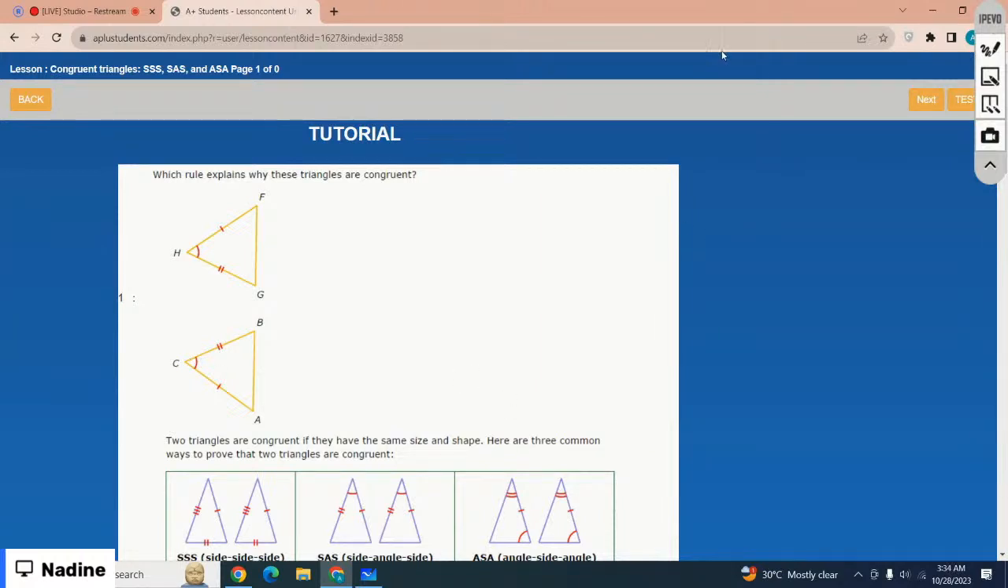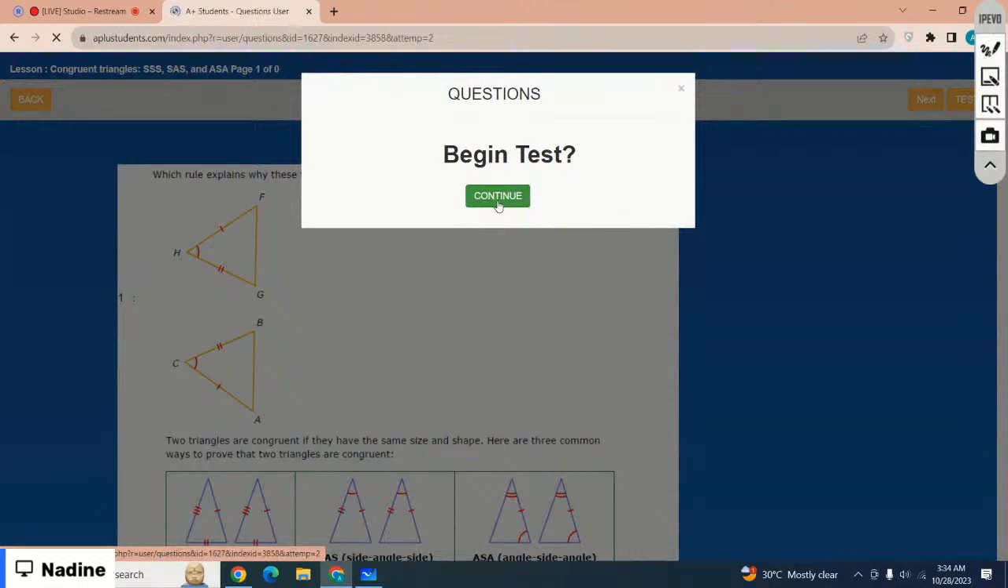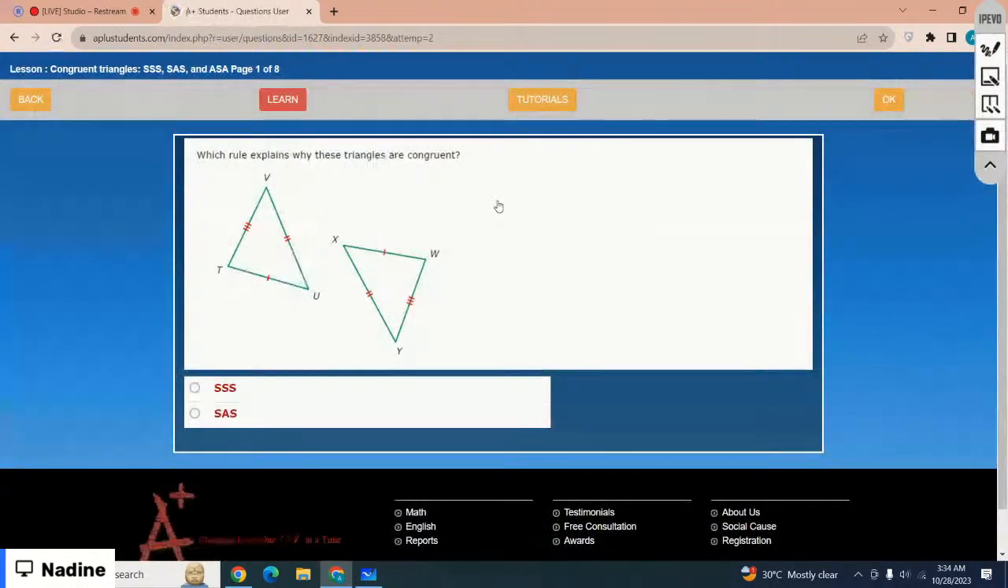Okay, let's just start with the practice questions. Which rule explains why these triangles are congruent? So, which is the correct option? You can see for both the triangles, all three sides are congruent. So that would be side side side. The correct option is option number one.